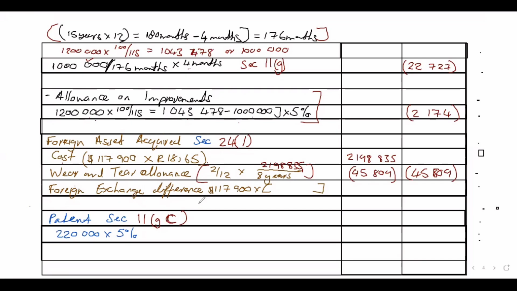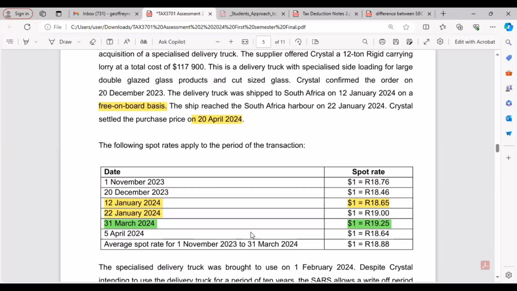Let's go back to the question. I think I saw the settlement dates there. They gave you the purchase price on 20 April, which is next year, 2024. So you go to the end of the year if you haven't paid.